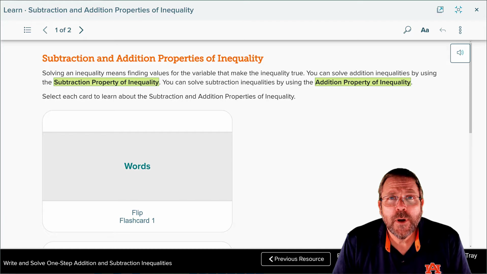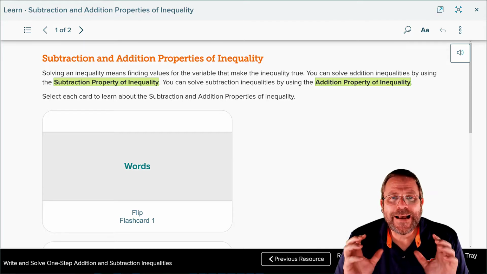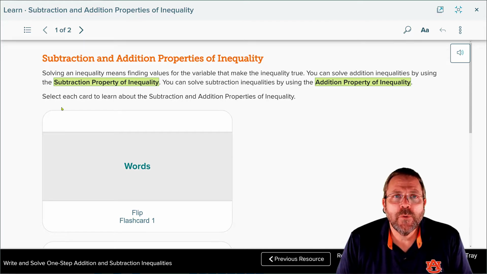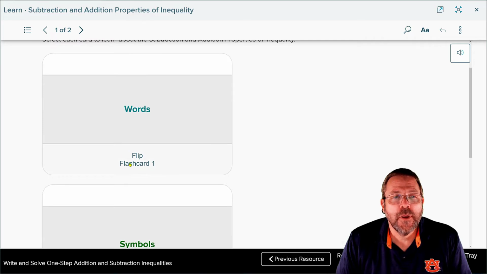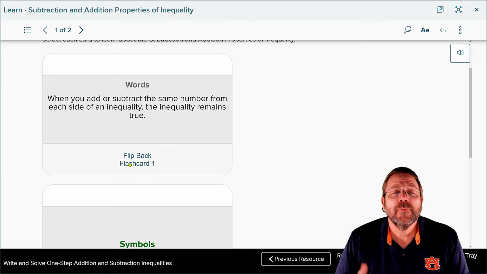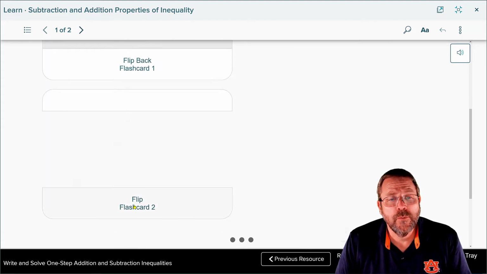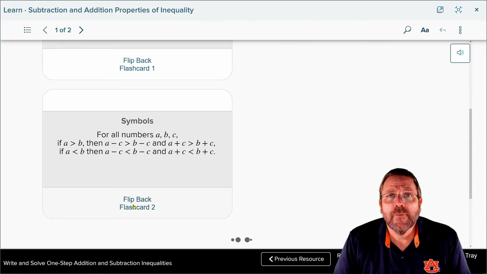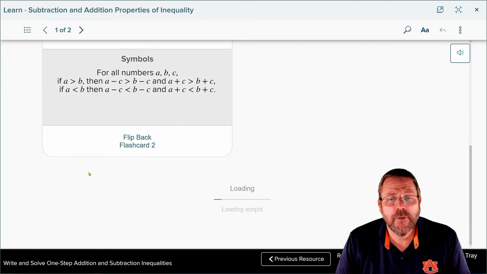And you already know how to do this because it works identical to when we were doing these with equations. It's going to say that when you add or subtract the same number from each side of an inequality, the inequality remains true. If we looked at that in symbols, if A is greater than B, then A minus C is greater than B minus C, and A plus C is greater than B plus C, and the other way around with the less than.